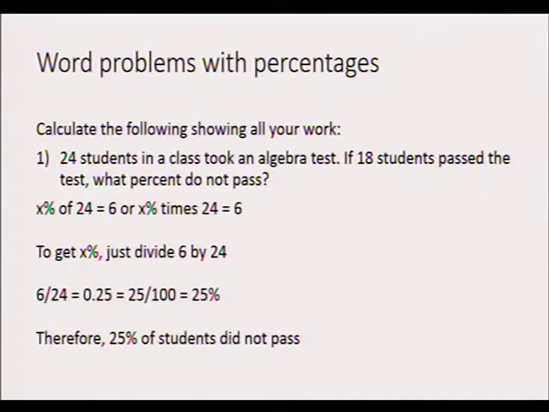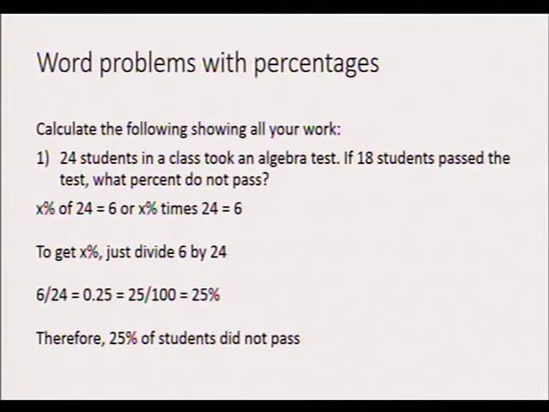So x percentage, which we don't know, of 24 is equal to 6. Now, where do we get the 6? We get the 6 by 24 minus 18, which gives you 6. Or you can say x percentage times 24 is equal to 6. Then you know that the students who did not pass are 6, and those who passed are 18. The total is 24. Now, they are not looking for the number of students, they are looking for the percentage of students. To get that, you just divide 6 by 24.